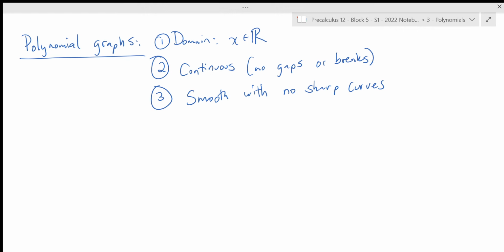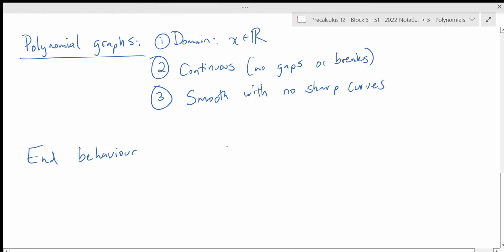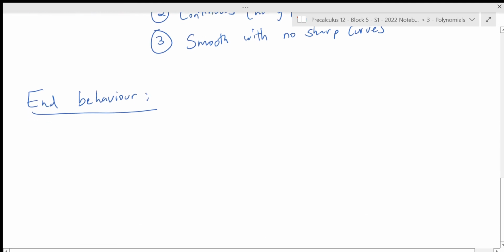Okay? So let's take a look at end behavior. End behavior is just what the polynomial is doing when the numbers get very, very big or very, very small. So first we're going to look at odd degree polynomials.